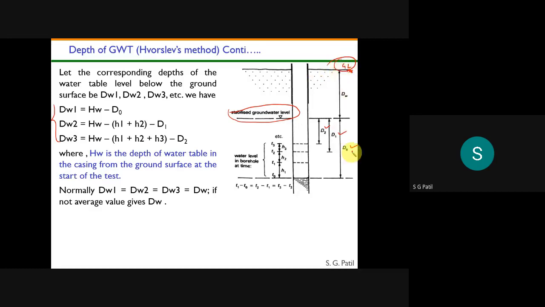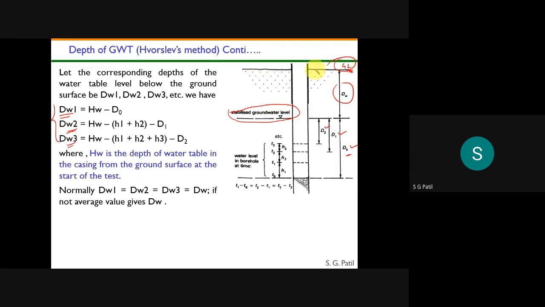So from D0, D1, D2, how will I get DW? DW for the first observation is DW1, for the second observation DW2, and for the third observation DW3. DW1 is nothing but HW minus D0. D0 I already know. What is HW? This is the HW.